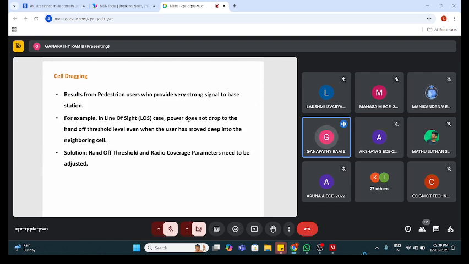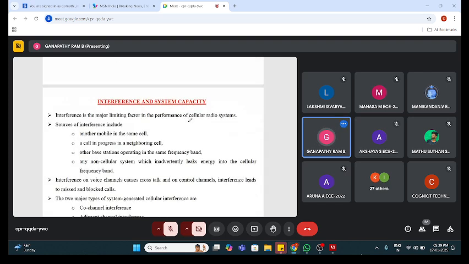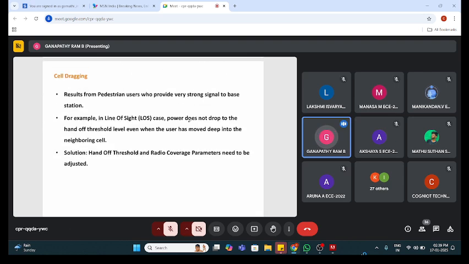Another concept we discussed is cell dragging. That means the handoff is not properly initiated, even though the same channel is being used in another base station in the case of pedestrians. For this, parameters like handoff threshold and radio coverage parameters need to be adjusted in order to overcome these issues. So these are all the things we discussed today.